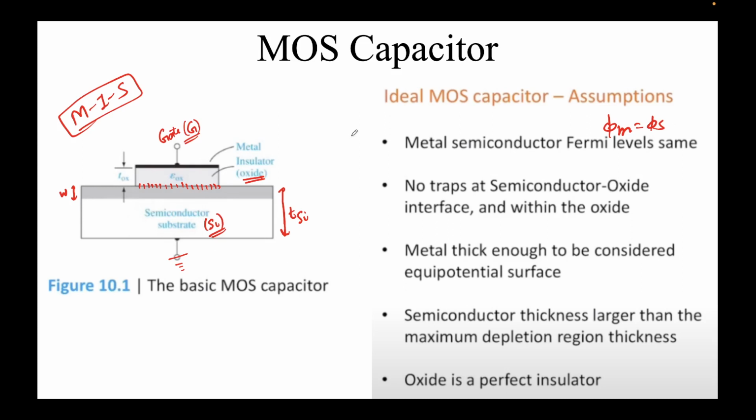And finally, I had hinted on this, that oxide is a perfect insulator. That is, there is no leakage path that is available. So only the electric field lines will be there inside the oxide. As such, no electrons, or holes for that matter, can flow between the gate and the semiconductor substrate. So there will be no current flowing through this device.